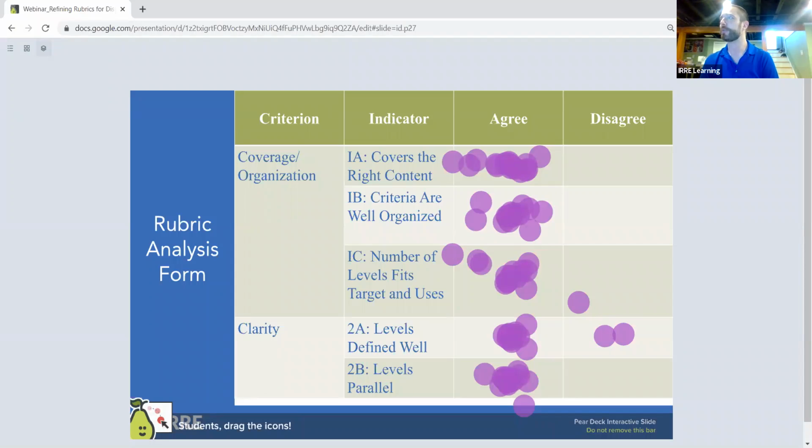Is there anyone else who can tell us why they agreed for these first three indicators before we move on to the last two indicators?